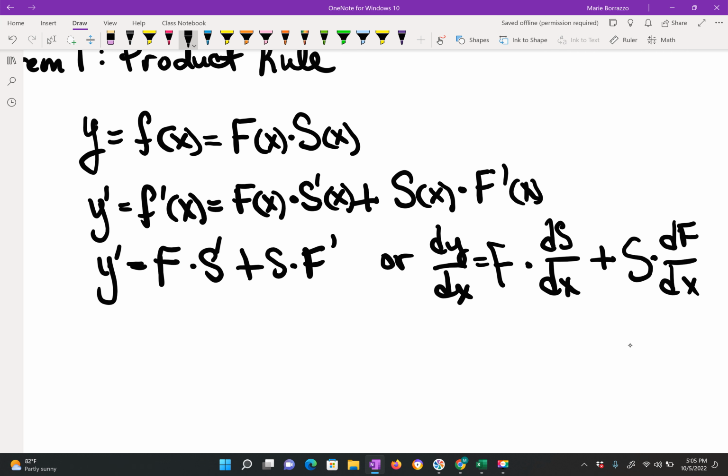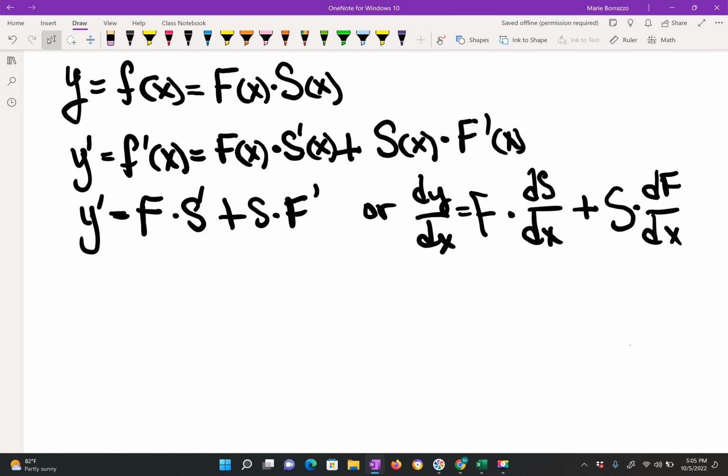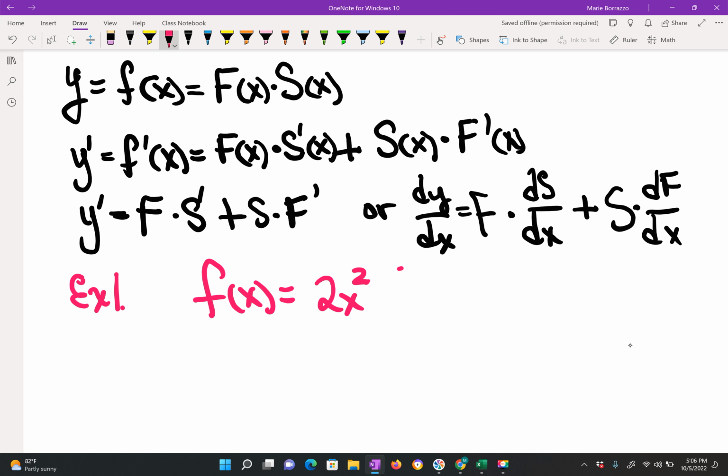The easiest way that I can show you this is with an example. So let me give you example 1, and I'll give you a couple others after that. We're going to differentiate f of x equals 2x squared times 3x to the 4th power minus 2. Now keep in mind that if I were to color code this for you, f of x is this, and s of x is simply all of this.